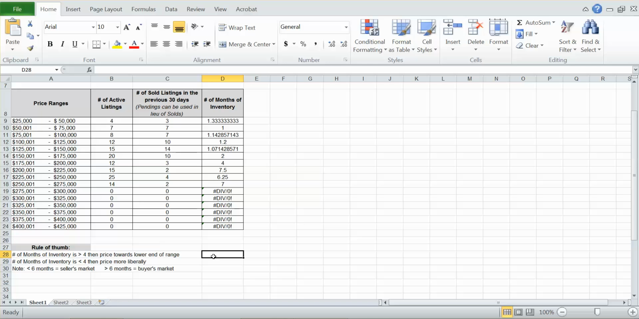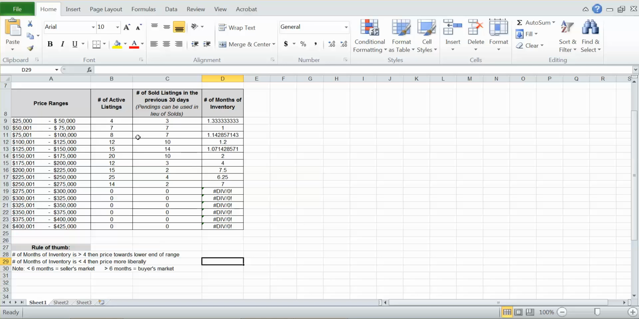So if the range is, you think that this home could sell for, let's take this category right here, the $75,000 to $100,000 range, and you have a house that falls into that range, you notice that the months of inventory is very little, just over 1 month of inventory. So if I went down to my rules of thumb here, if it's less than 4, then you want to price the home more liberally.